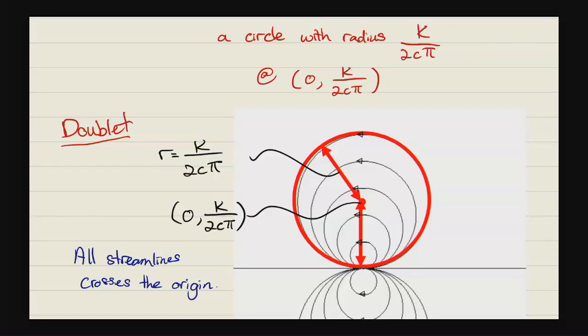Okay. So for different streamlines, for different values of C, you should be able to show that no matter what constant you're using, it always crosses through the origin. Okay? Any questions? Yep.